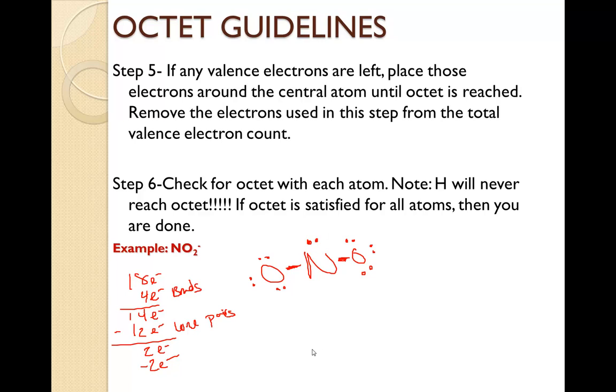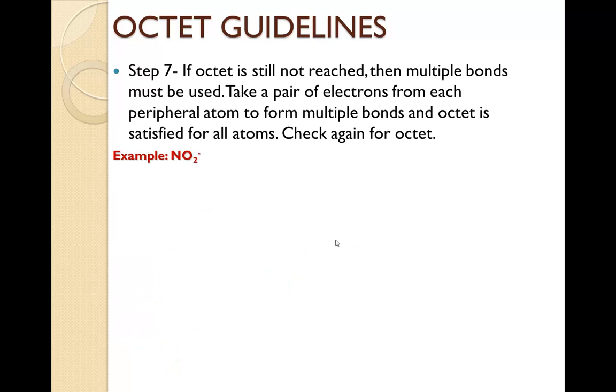Alright, so now we have to check for the octet around each atom. We know the oxygens have octets because we just counted them as we were adding them in. But the center atom has 2, 4, 6. We need 2 more electrons. So let's redraw this, and we'll look at our rules again. I'm not going to worry about the valence electrons count because we already have all our valence electrons accounted for. If the octet is still not reached, then multiple bonds must be used. Take a pair of electrons from each peripheral atom to form multiple bonds, and octet is satisfied for all atoms.